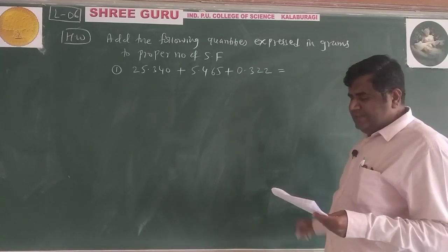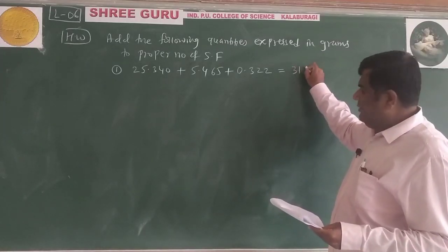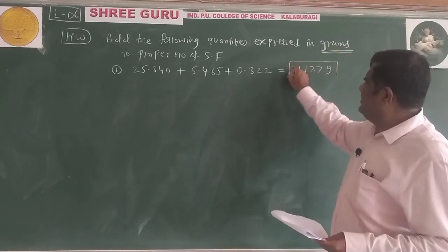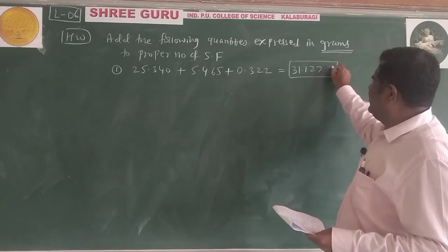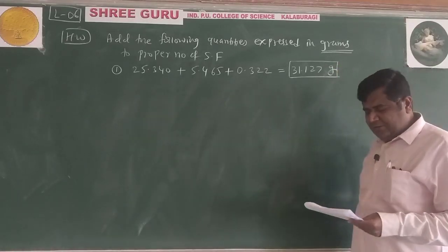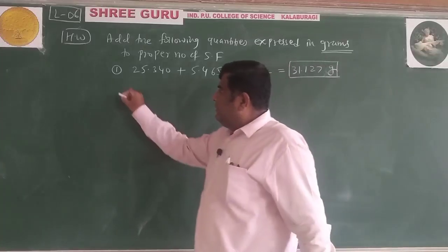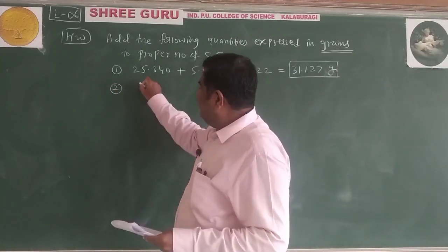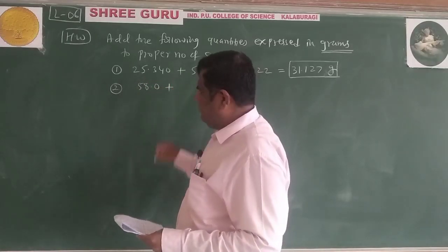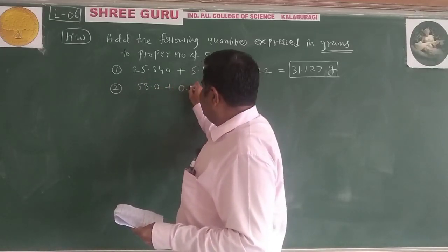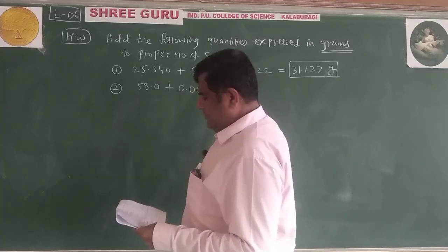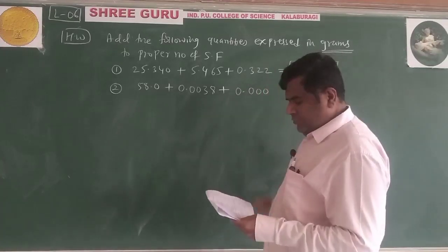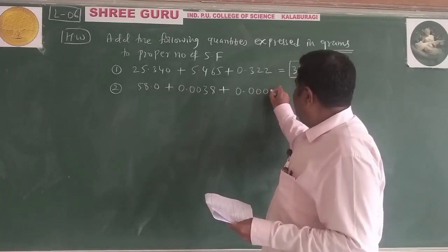So I am writing the answer as 31.127 and they have said it in gram, so I just write this as g. G is not 9, I am writing this as g for gram. See the next one: 58.0 plus 0.0038 plus 0.000, one more 0, 1.